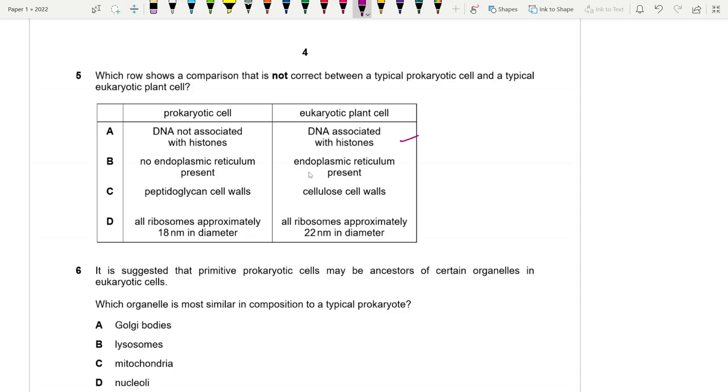Peptidoglycan cell wall. This is true. In bacteria, we have peptidoglycan cell walls. And in plant cells, we have a cellulose cell wall. This looks true. So, D should be the answer.